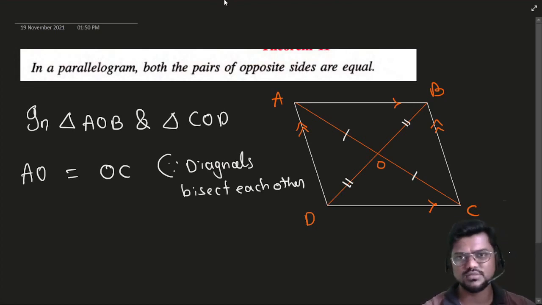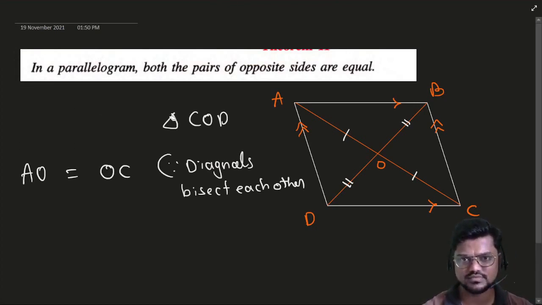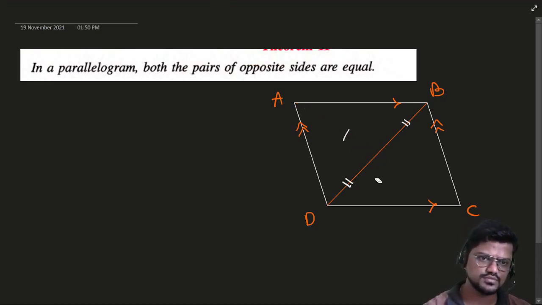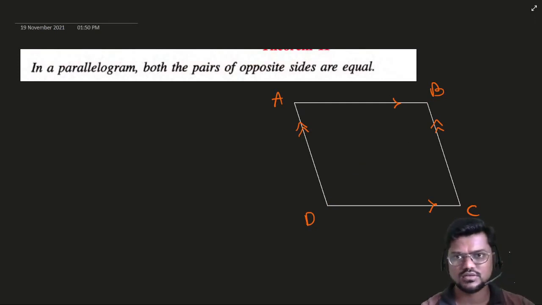Wait, there is another method to prove this. We can consider only one diagonal. That is also sufficient. Yes, sir. With this only using Pythagoras theorem, no? No, not with Pythagoras.